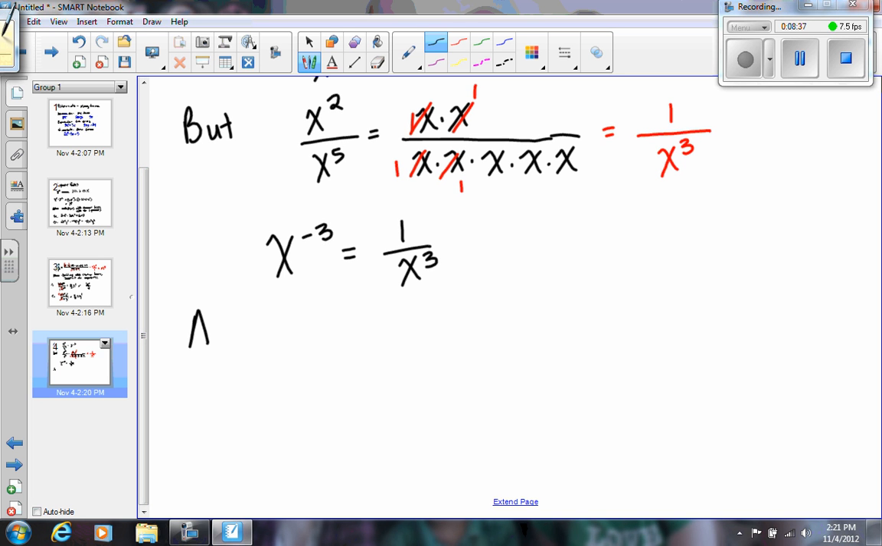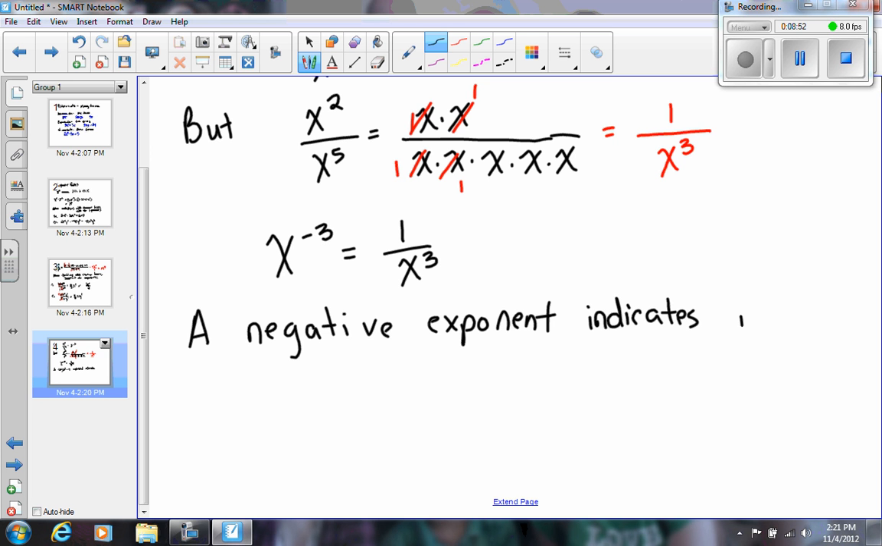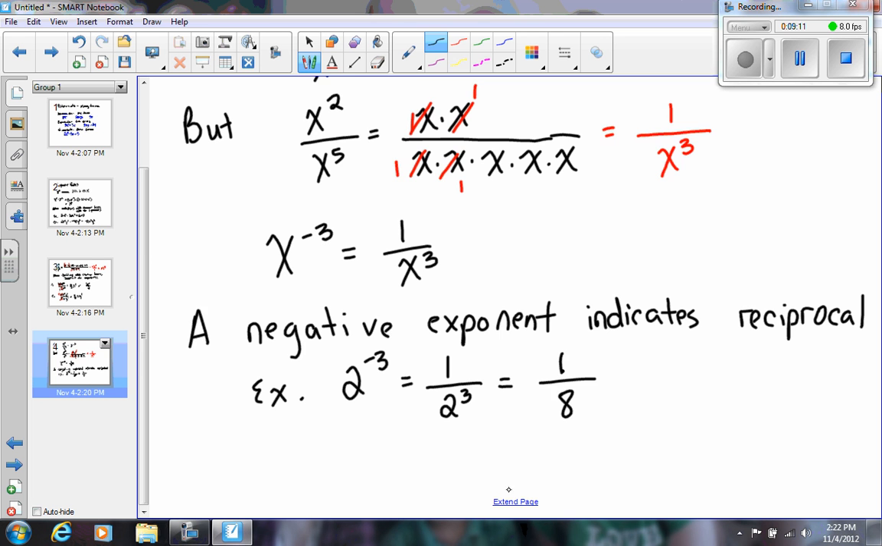So what that tells me is a negative exponent indicates reciprocal. So, for example, if you have 2 to the negative third power, we can flip that over and say that's the same as 1 over 2 to the third power. And 2 to the third power, 2 times 2 times 2, is 8.